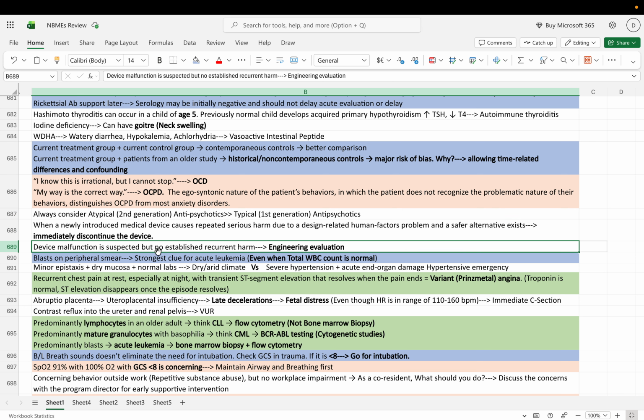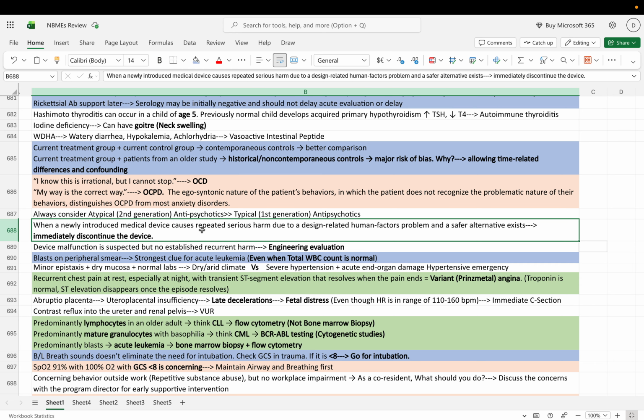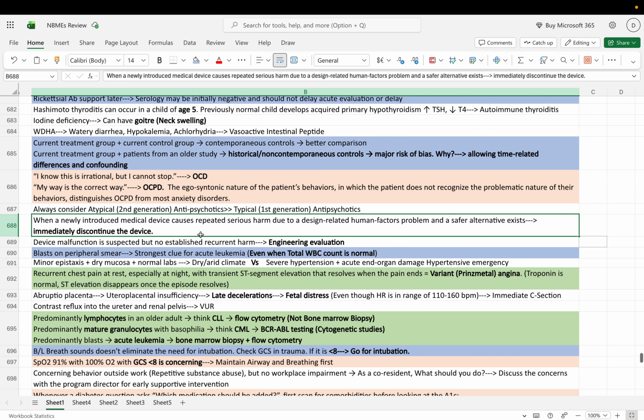Device malfunction is suspected but no established recurrent harm: go through the device engineering. If a newly introduced medical device causes repeated serious harm due to a design-related human factors problem and a safer alternative exists, immediately discontinue that device.